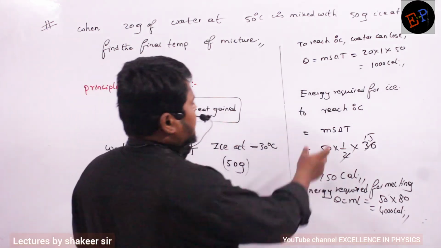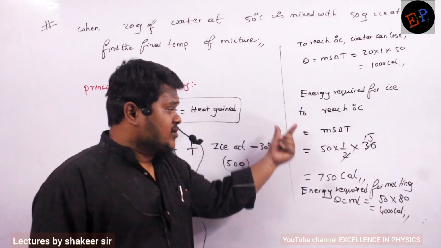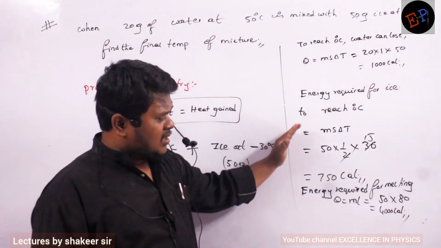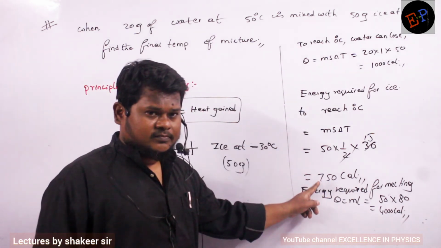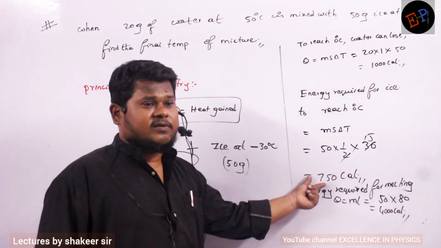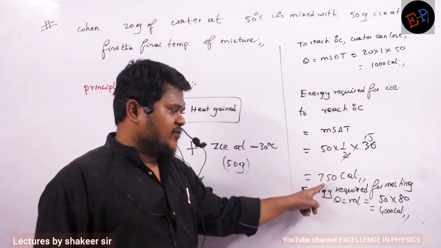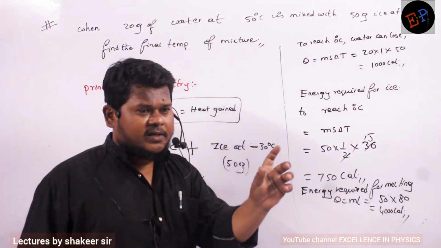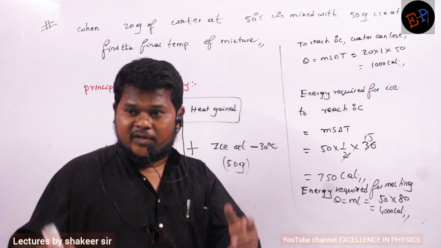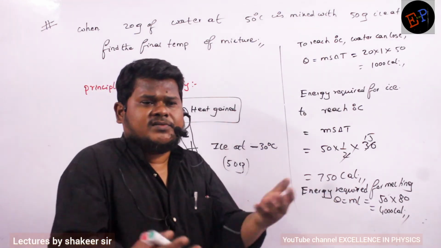Clear? Now see. Water can supply 1000 calories. And for ice to reach 0, it requires 750. It means total ice can reach 0, no? Total ice can reach from minus 30 to 0 because it requires only 750. But water can supply 1000. So out of 1000, 750 is utilized. Now remaining is how much? 250. What will this 250 do? Now this 250 will start melting the ice at 0.